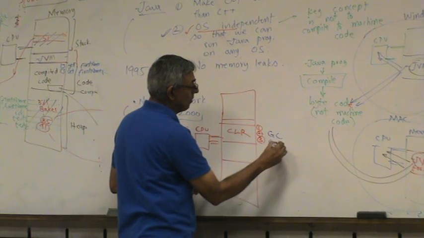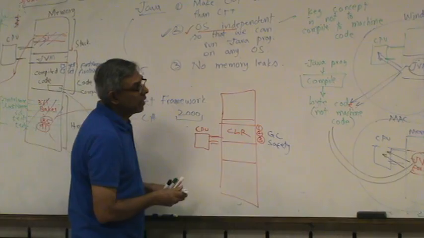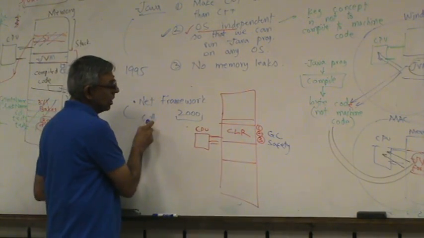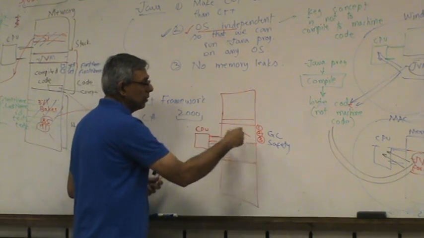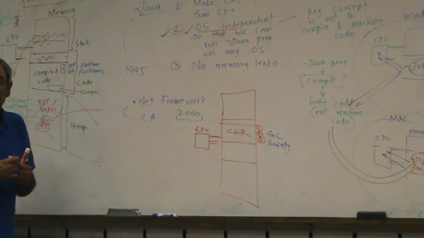Garbage collector, safety. In my opinion, the runtime safety is a little better in C# and .NET than in Java, because it came later, so it can do a little better version control as compared to Java, as an example.